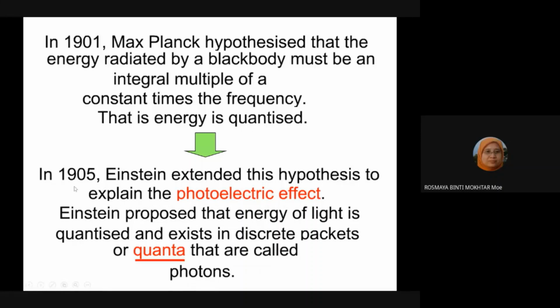Okay, so in 1905, Einstein extended this hypothesis to explain the photoelectric effect. Einstein proposed that the energy of light is quantized and exists in discrete packets or quanta that are called photons.